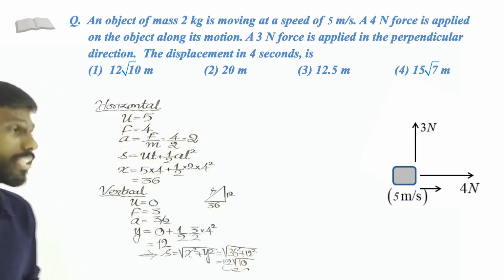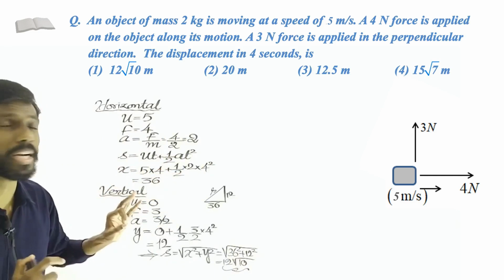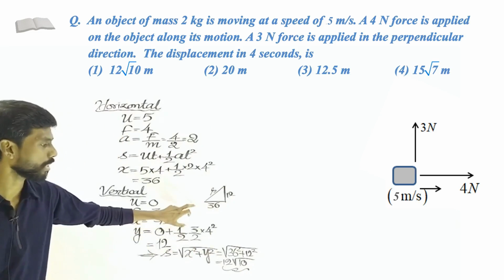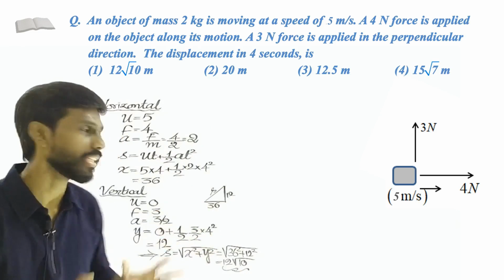Do you understand? We have considered the two directions separately, horizontal direction and vertical direction, and finally we got the total displacement, that is 12 root 10. So that is the answer.